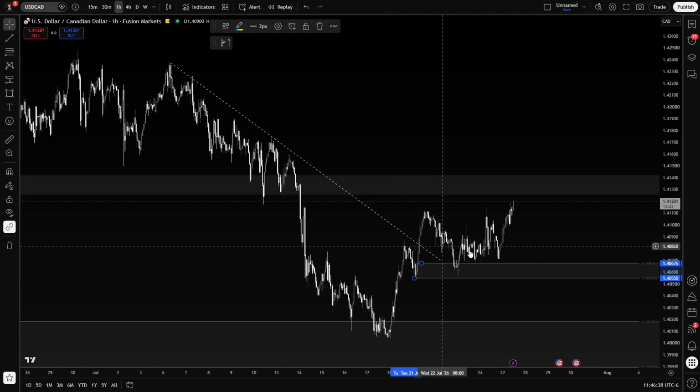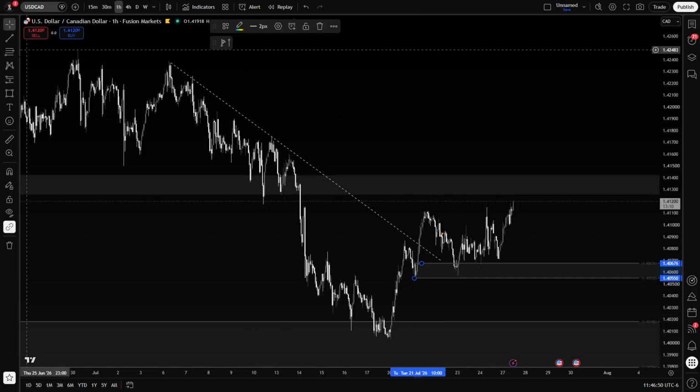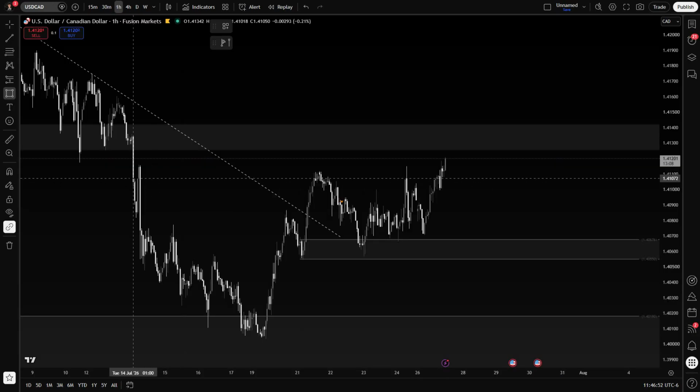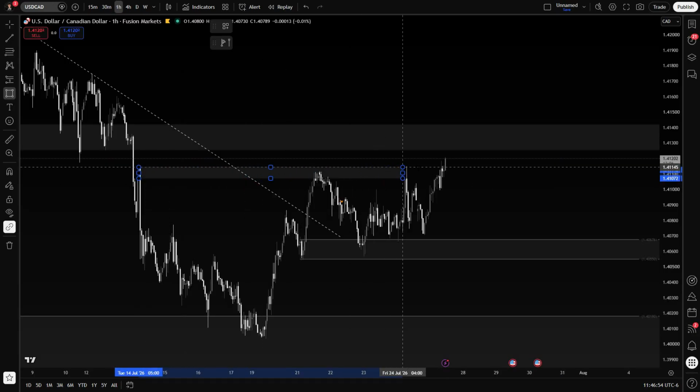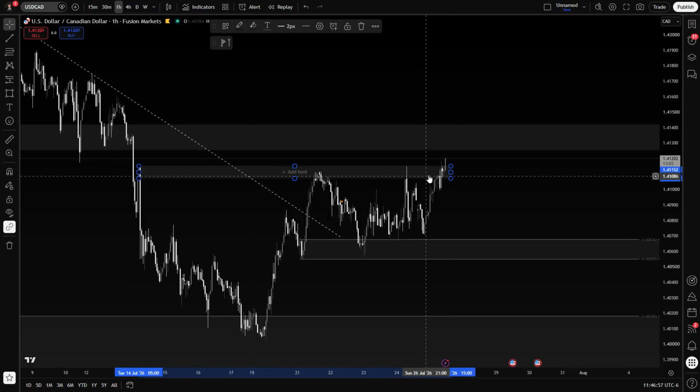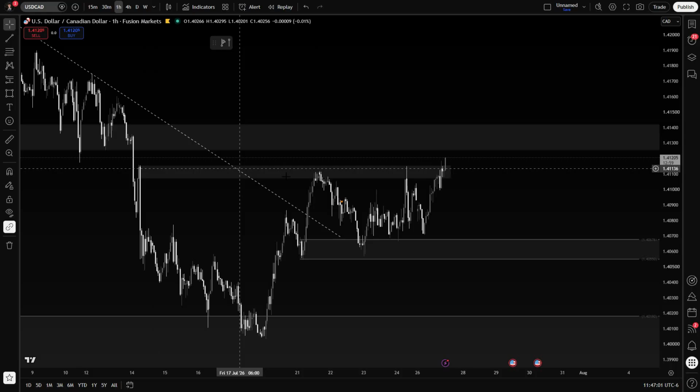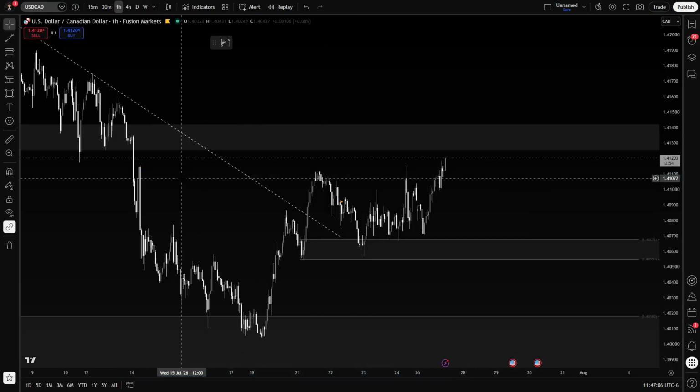A demand level here was created, and this level removed or broke this bearish trend line, but it also consumed or removed this area of supply, which is what the price is doing just now. All right, this is a very basic, or well, one of the most common price action patterns that we use as supply and demand traders.